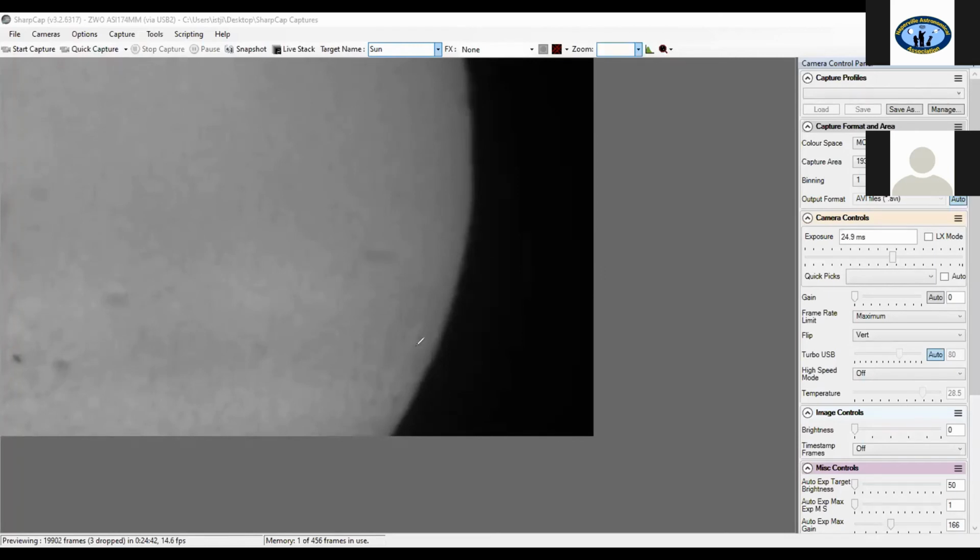So from my view, that one down there is, yes, that's definitely a sunspot. That was center on the sun about 5 days ago, and that one's leaving. Okay.